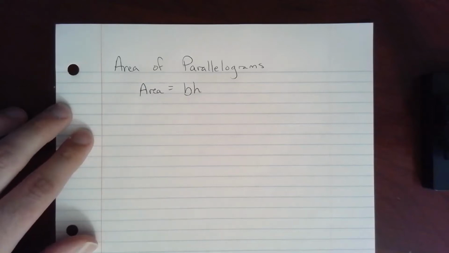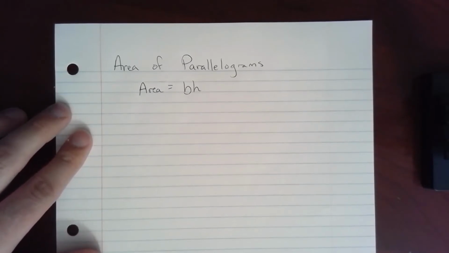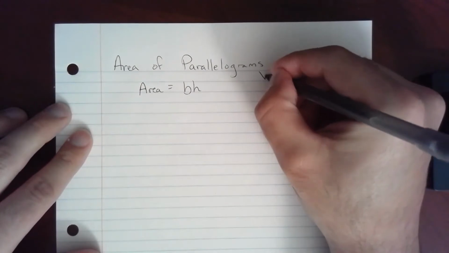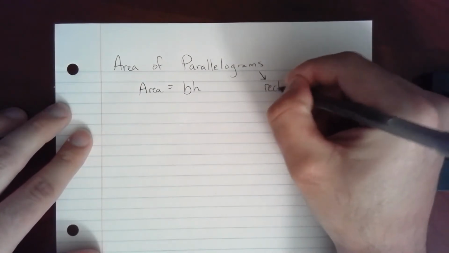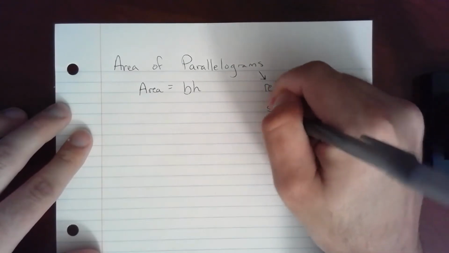So, first of all, this could be a very short video. I could just say area of parallelograms is just area equals base times height. And for the most part, that's really all you need to know. What I want to point out is that it's important to keep up with the fact that parallelograms include the subheading of rectangles, which themselves include the subheading of squares.